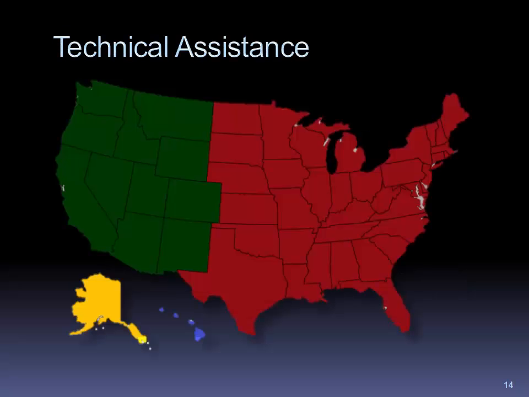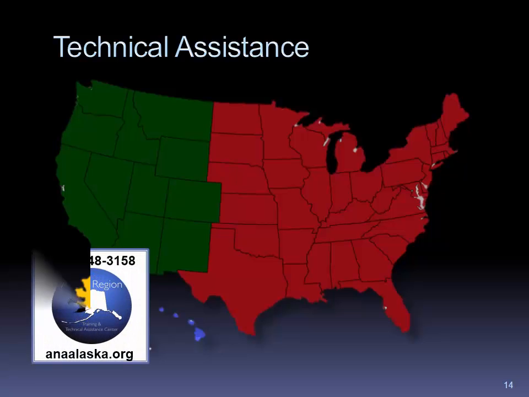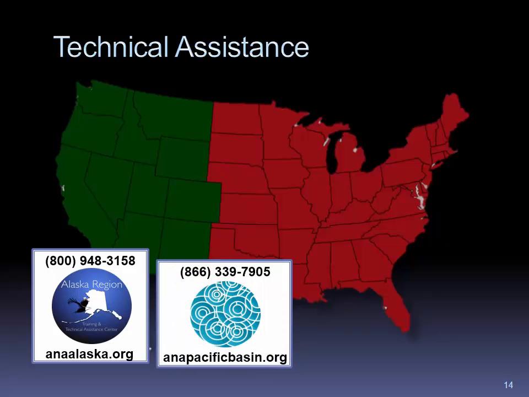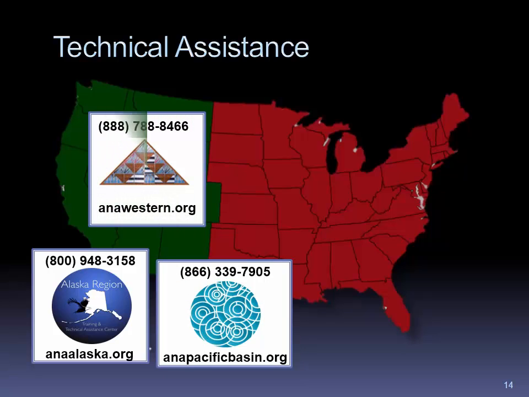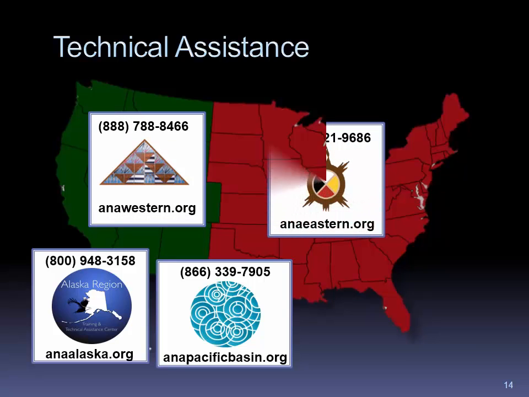If you're still having issues filling out your form or have more questions, A&A provides free technical assistance provided by one of their 4 regional offices. To determine which office to contact, locate your state, and if you're in Alaska, here is your TA provider and their contact information. Hawaii, American Samoa, Guam, and CNMI, here is your TA provider. The green states are the Western region, here is your TA provider's information, and for the red states or the Eastern region, here is the contact information for your provider.